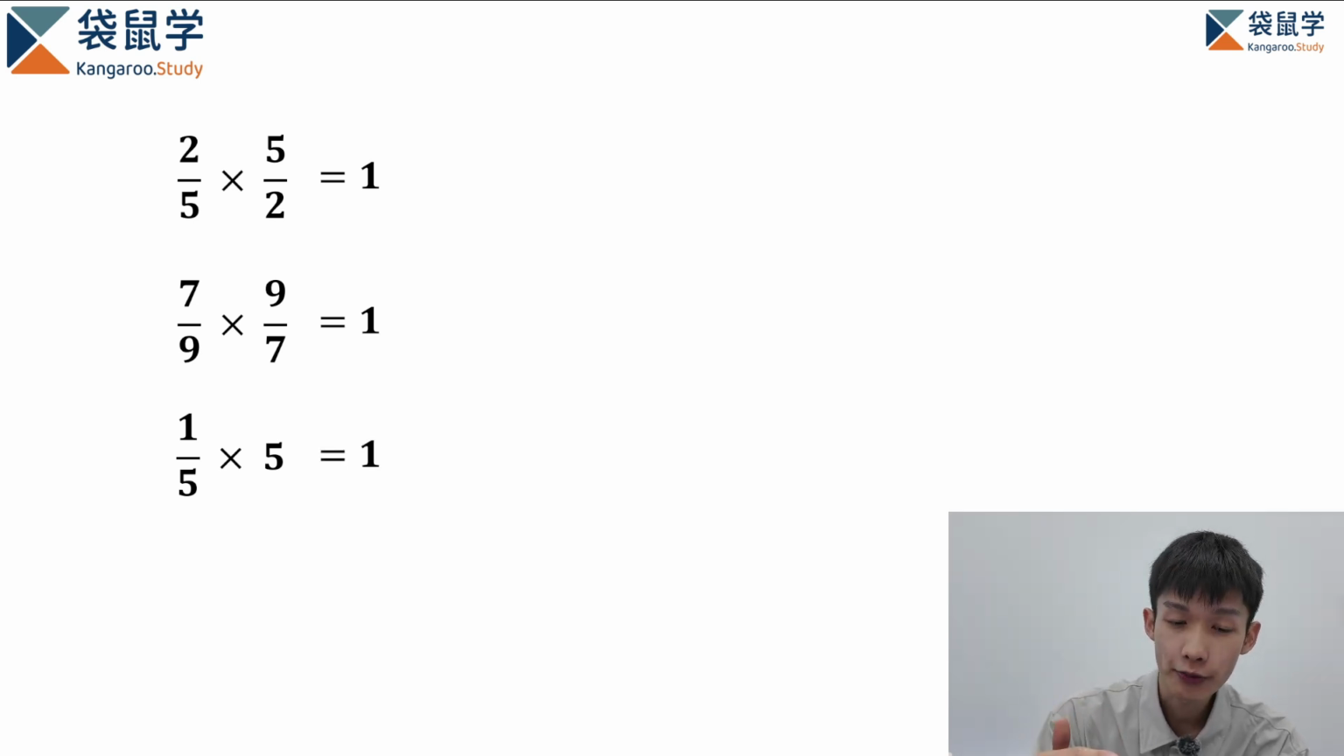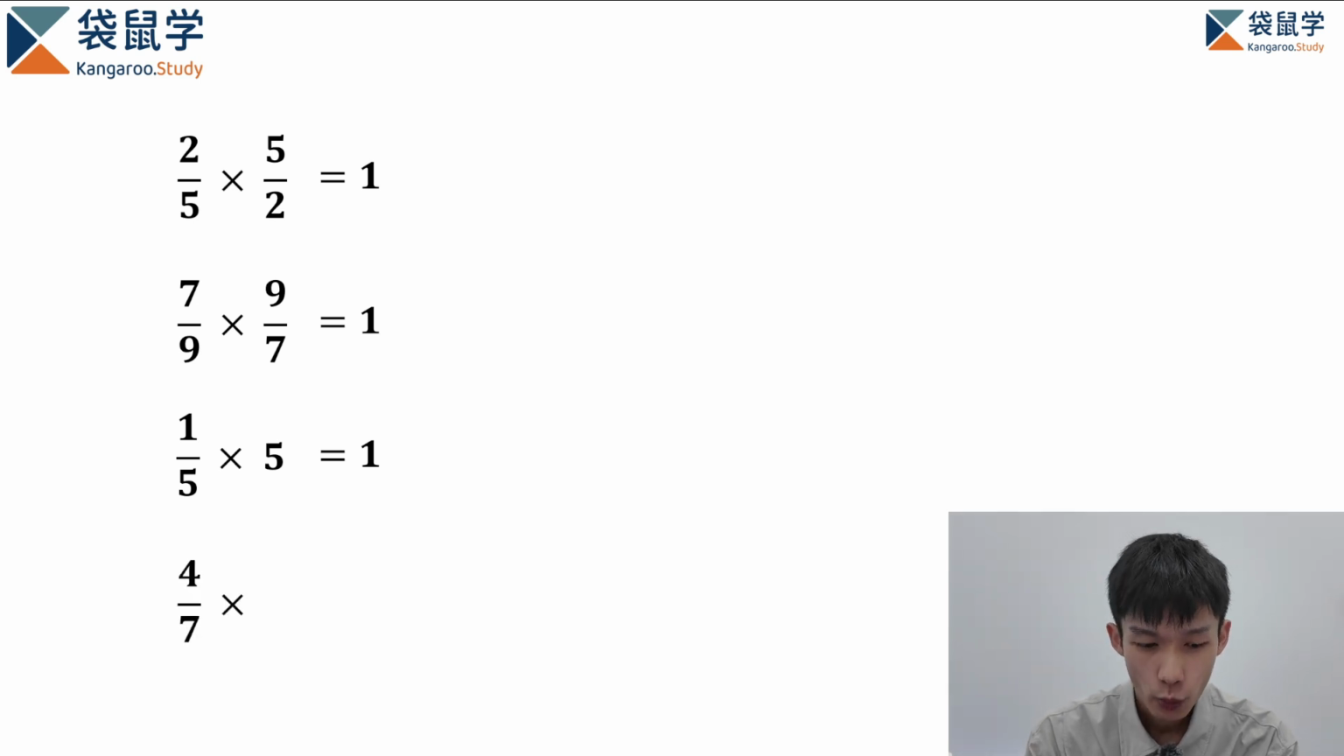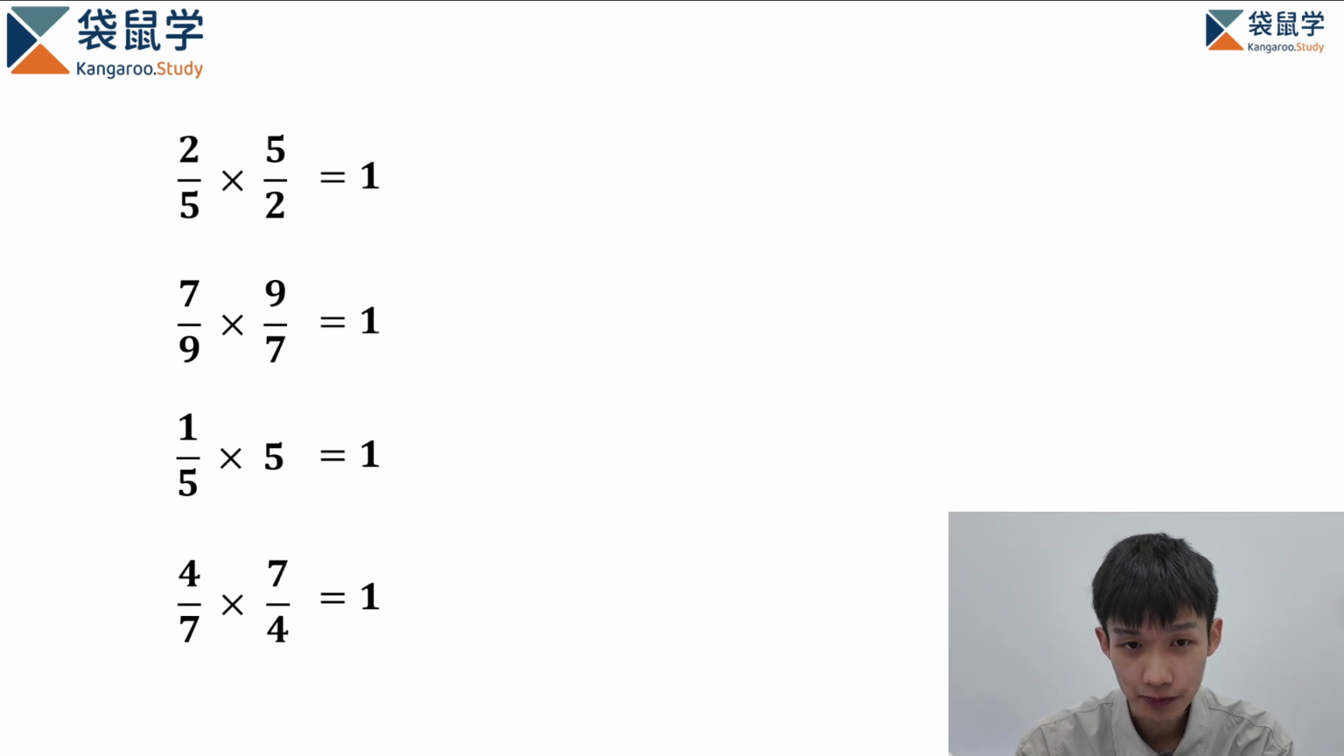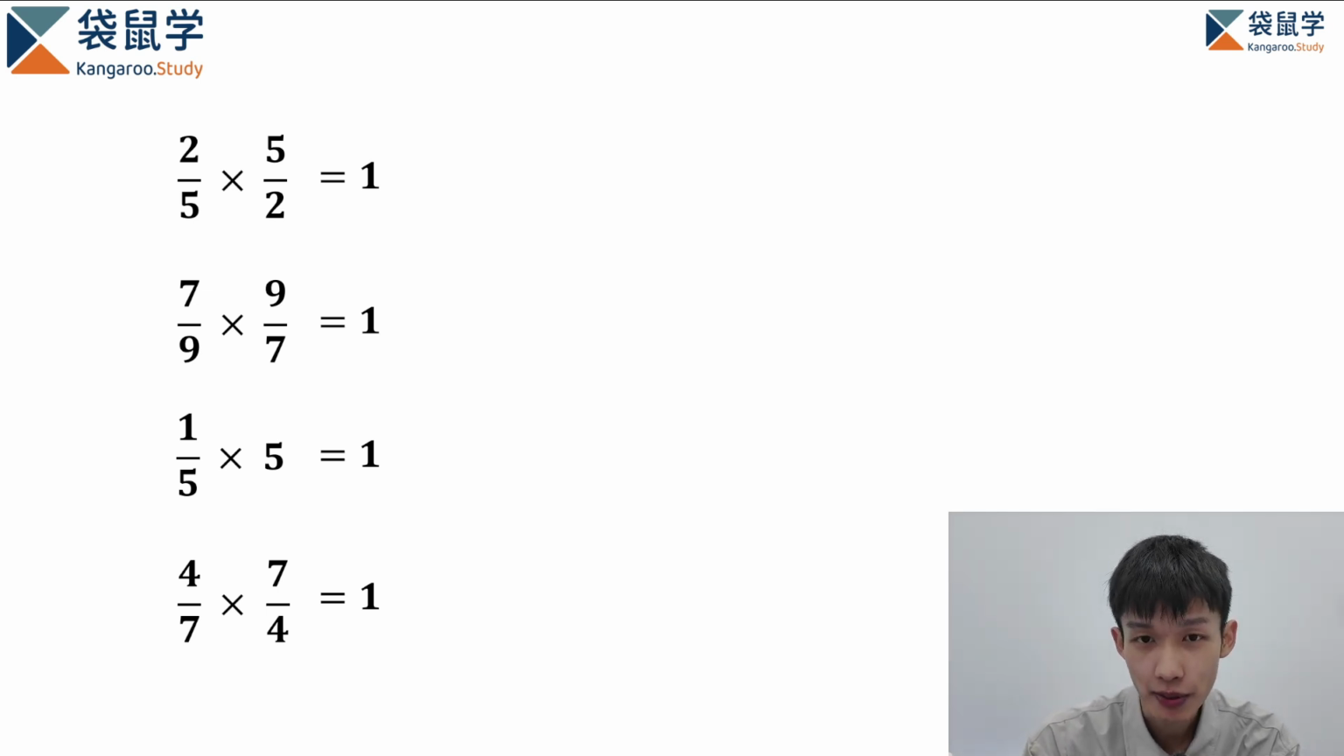So from the above 3 examples, let's take a guess. We have 4 over 7 times which number to give us also a product equal to 1? You must be smart enough to give me 7 over 4. So we can see the denominator of the first number became the numerator of the second number, and the numerator of the first number became the denominator of the second number.